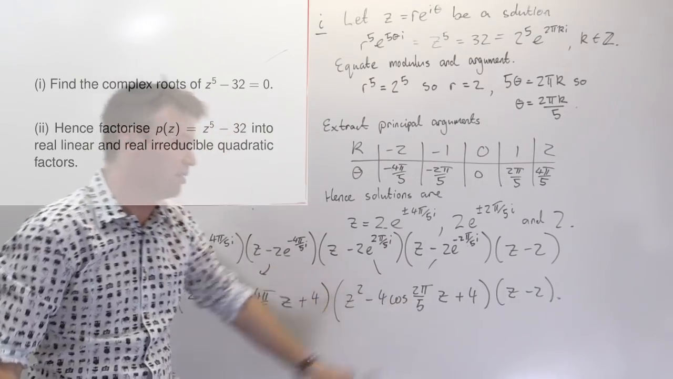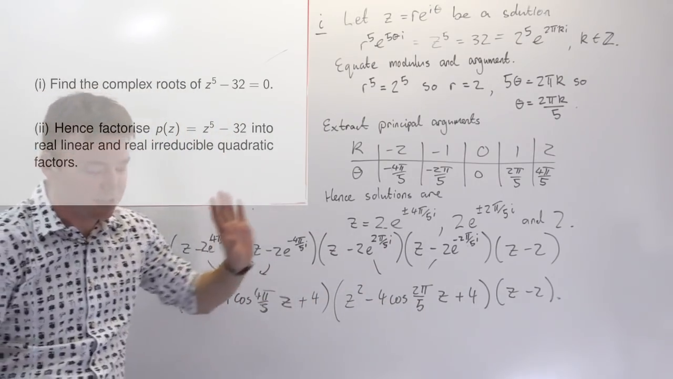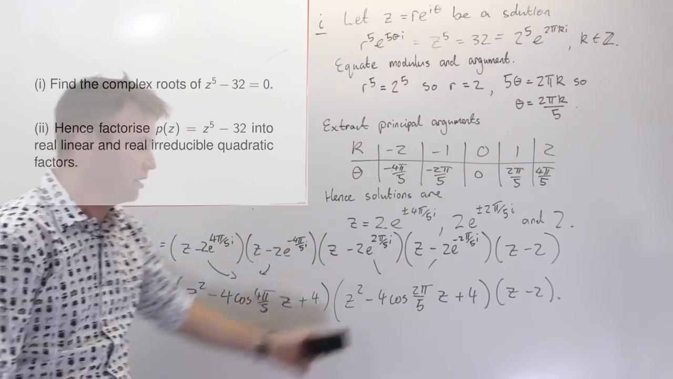And I wouldn't go into any more detail than this. If you do happen to know what the cos of 2 pi on 5 is, then that's nice. I'm very proud of you, but just leave it.